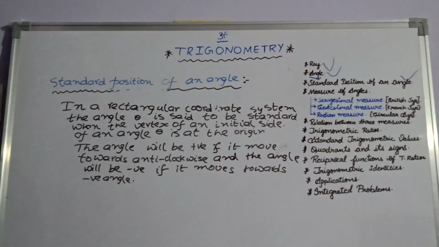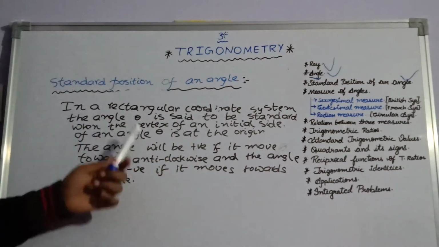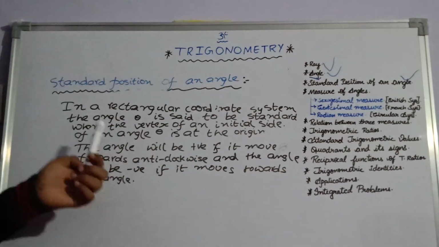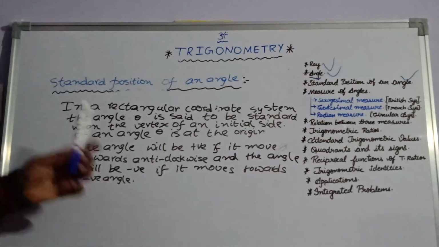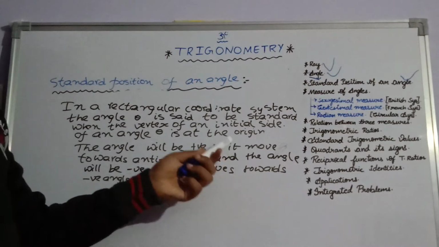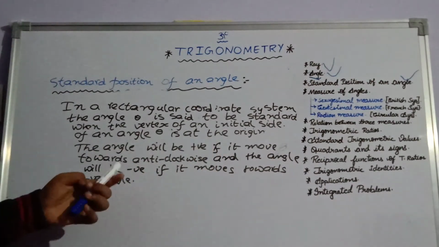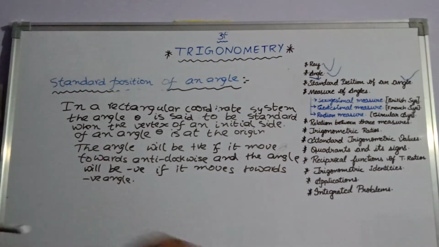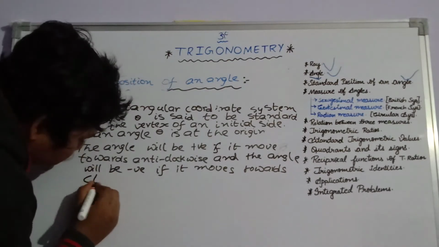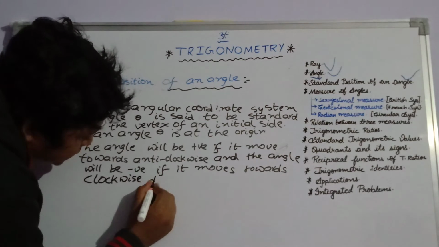Please let me read the definition for you once. In a rectangular coordinate system, the angle theta is said to be standard when the vertex of the initial side of an angle theta is at the origin. The angle will be positive if it moves towards anti-clockwise. The angle will be negative if it moves towards the clockwise direction.